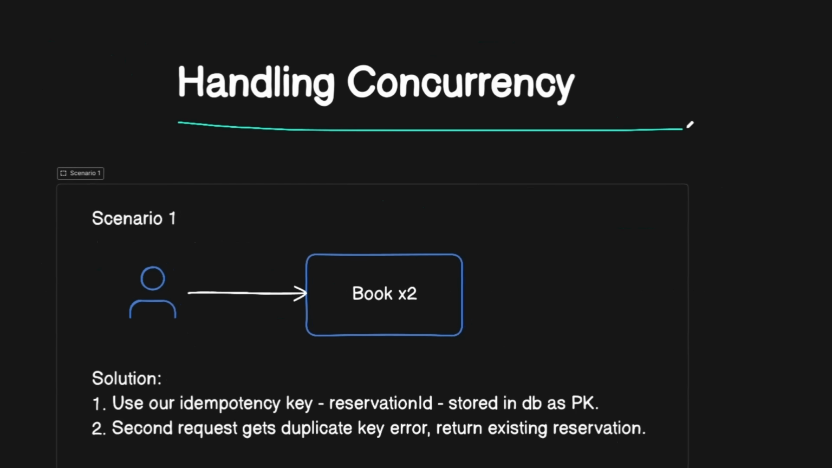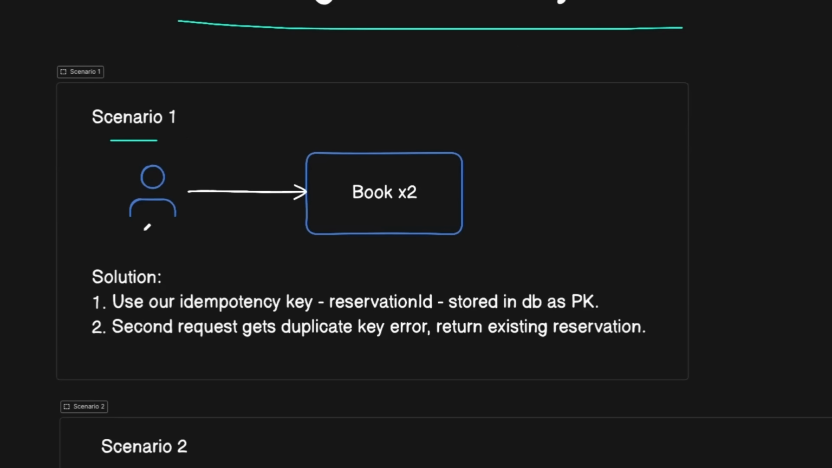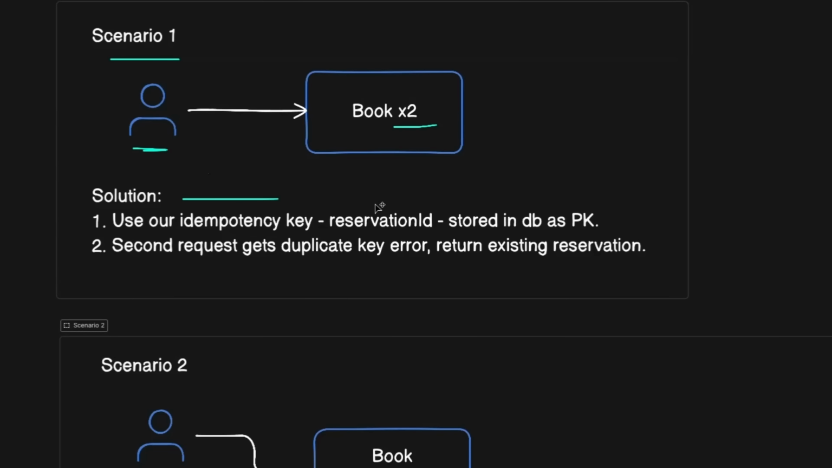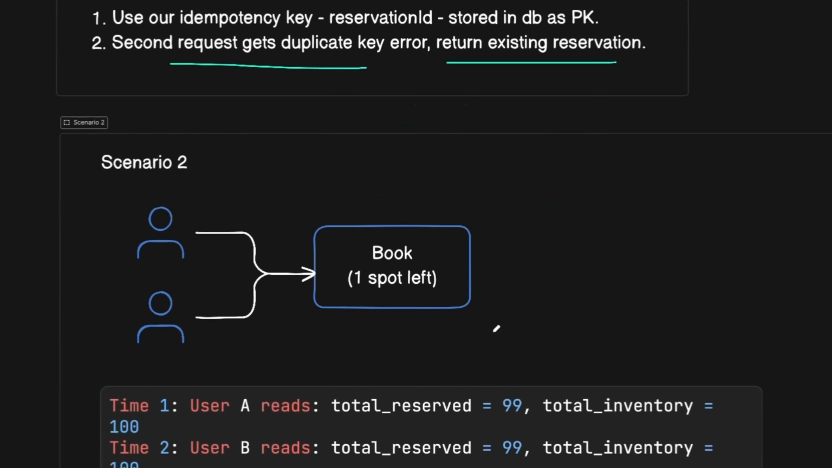We also need to handle concurrency. We already discussed the first scenario, where the same user is trying to book the same room twice. And the solution here is just to have that reservation key. So any second request will get a duplicate key error and we will return the existing reservation. So that's the simple one that we can solve.